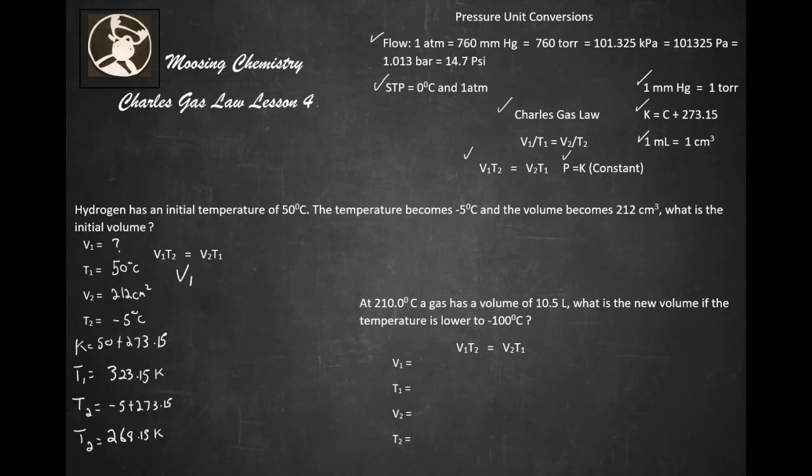All right, now I'm ready to solve. I want to solve for V1, so V1 equals V2 T1 over T2. So I just throw in my numbers. V2 is, of course, 212 milliliters, because I'm not going to call it cubic centimeters. I could, but I'm not going to. Then our T1 temperature is 323.15 K divided by our T2 temperature, which is 268.15 K. So my K's cancel out.